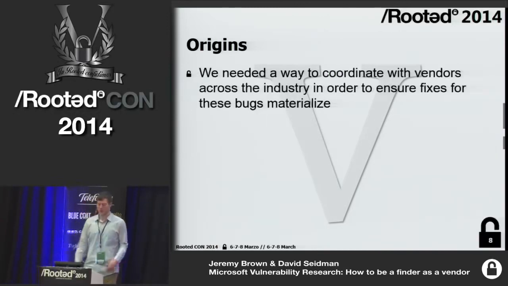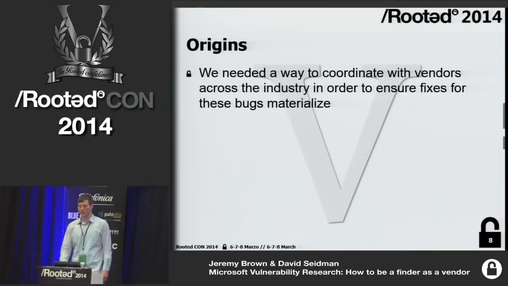Also, of course, we need a way to coordinate with other vendors, because when you release fixes, there's a process with releasing Microsoft fixes, and then every other company has their own process. So we need a way to coordinate to ensure fixes actually materialize for bugs. It's easy to submit a bug, file a bug, but actually getting it fixed and getting things followed up on is a different story sometimes.